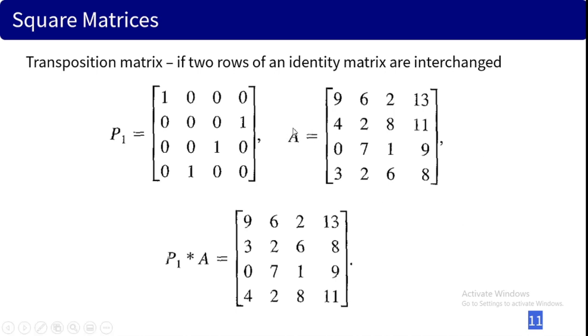Look at this matrix A. You can see that in the product matrix P sub 1 times A, rows 2 and 4 are interchanged. Why? Because in our transposition matrix, the second and fourth rows were interchanged. Thus the product of these two matrices has the second and fourth rows interchanged as well.